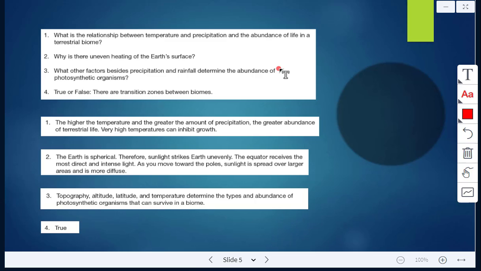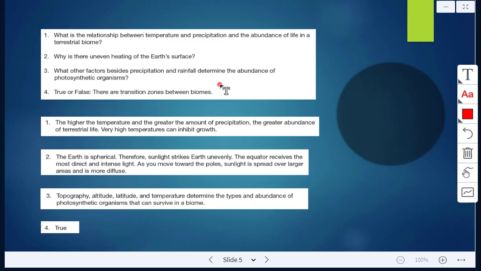Question 3, what other factors besides temperature and precipitation determine the abundance of photosynthetic organisms? So other factors, topography, the altitude, the latitude, the temperature, will all determine the types and abundance of photosynthetic organisms that can survive in a biome, and that includes soil conditions and nutrients in the soil as well.